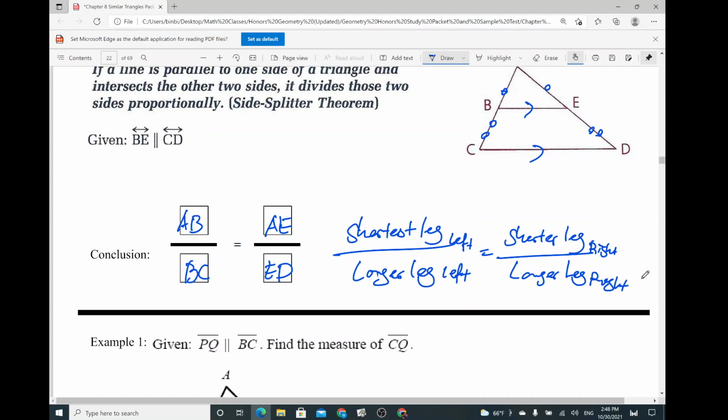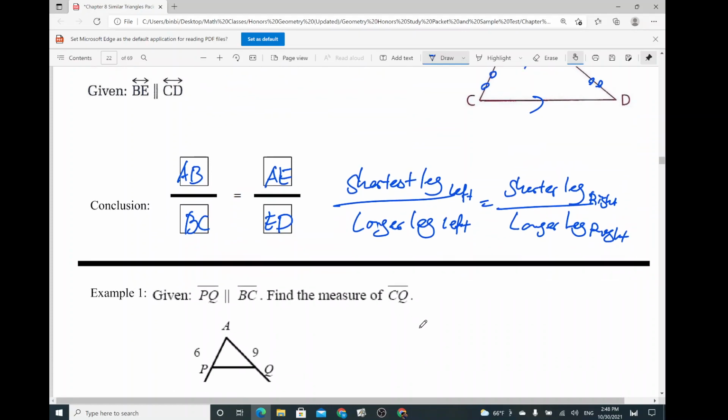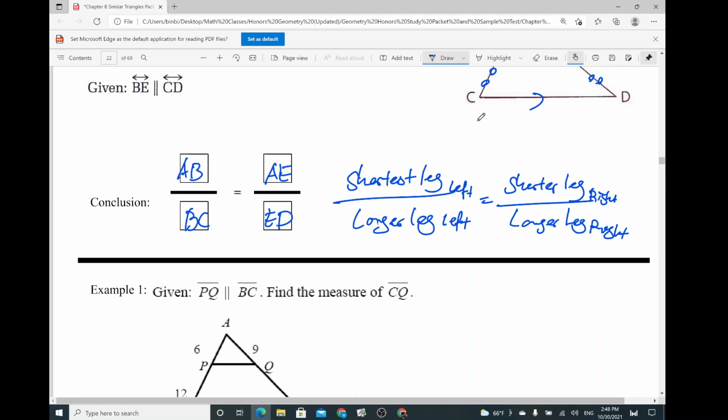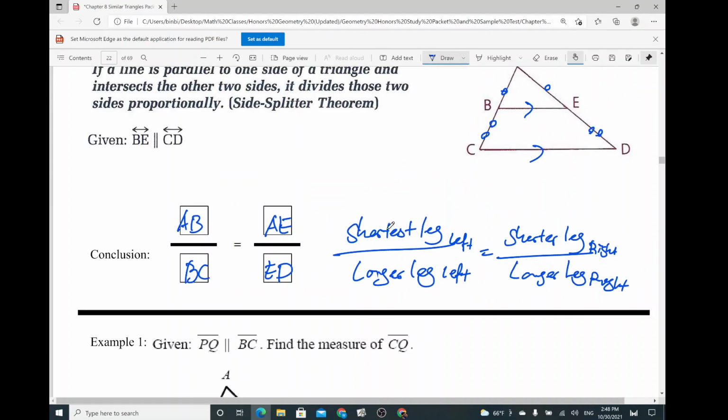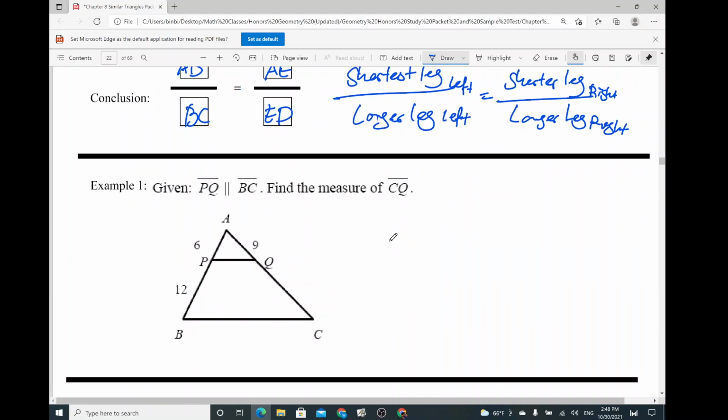Okay, so basically that's just a general statement, because sometimes we change those letters around, instead of using ABC, probably using XYZ. So here's one of the examples.